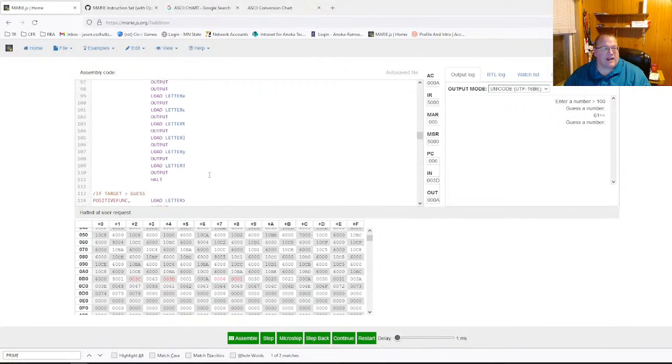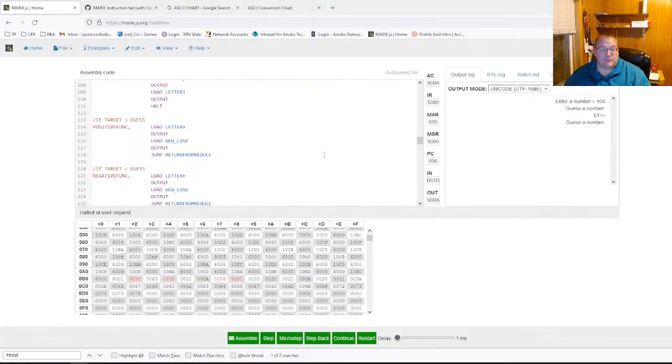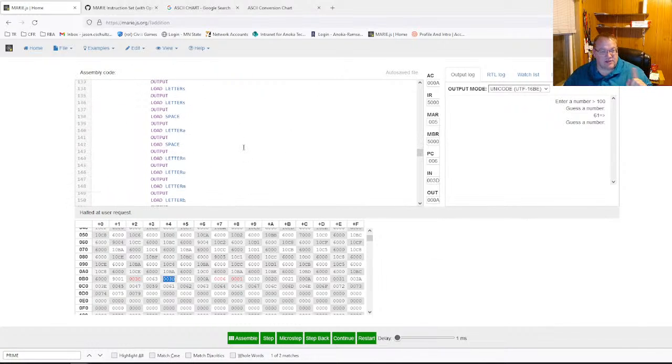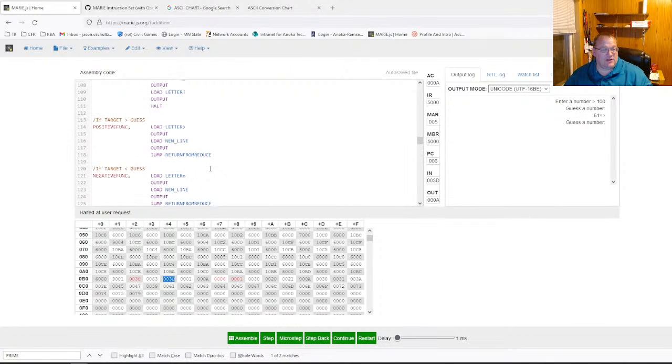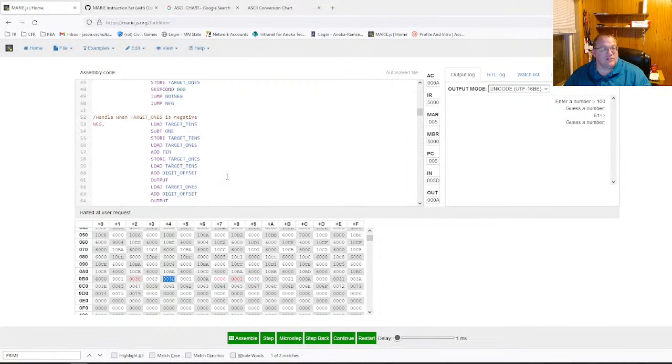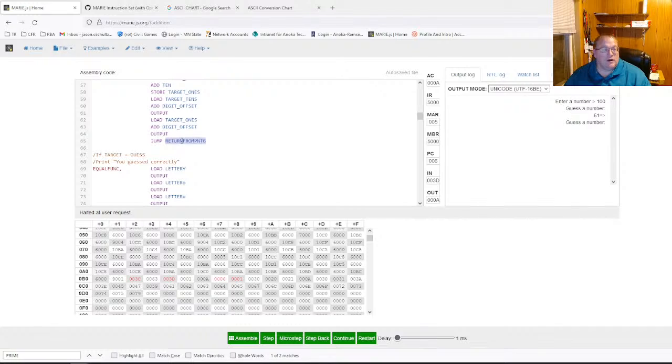I'm going to come up here. I got this to print it out properly without changing my guess. My target is still the same. My guess is still the same. I didn't change those at all because I used guess 10s and guess 1s. I used those two variables to do it here.